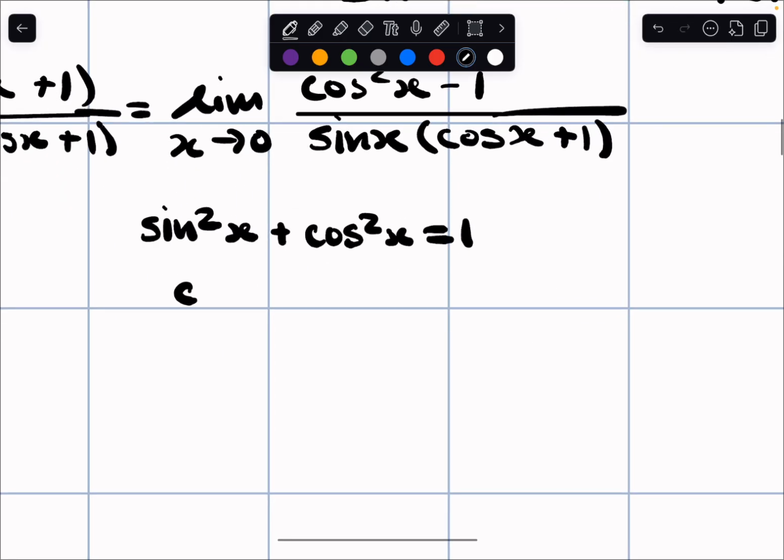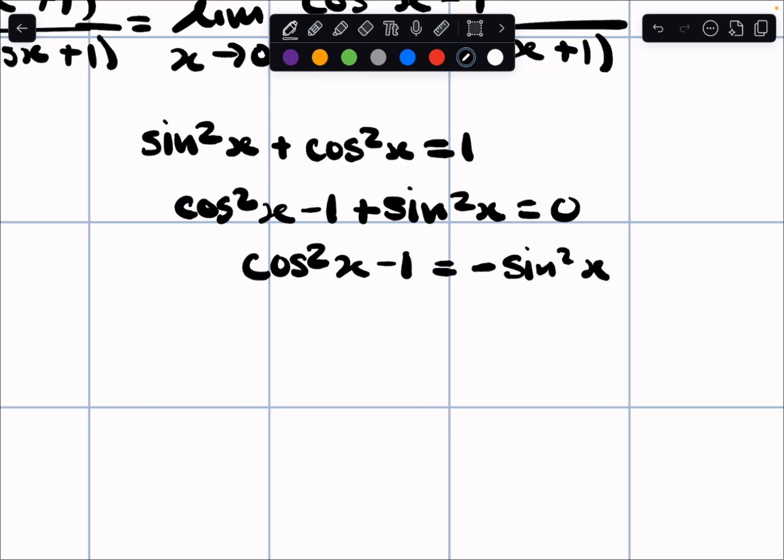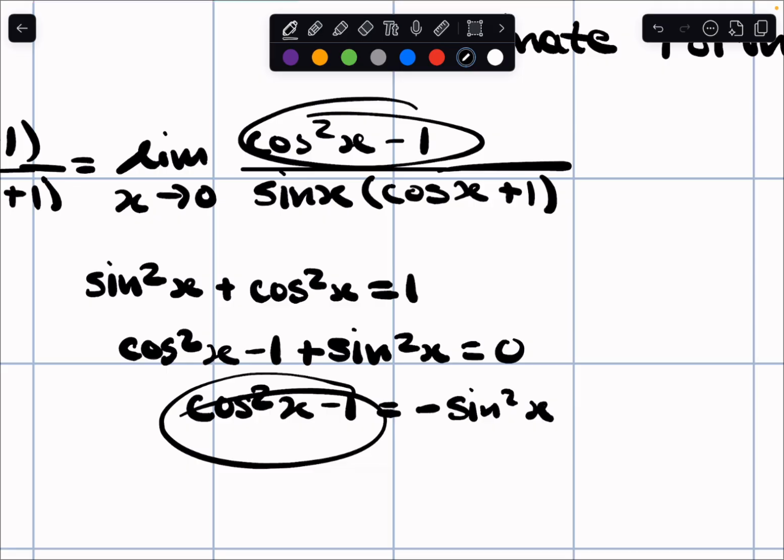So I'm going to subtract 1 on both sides, so I'm moving the minus 1 there. I'm going to add sine squared, is equal to 0, and then I'm going to move the sine squared over. So it's cosine squared minus 1 is equal to negative sine squared. And now I have something exactly the same as that, and I can plug it in.